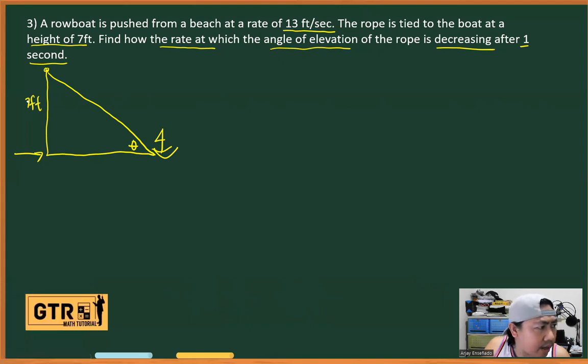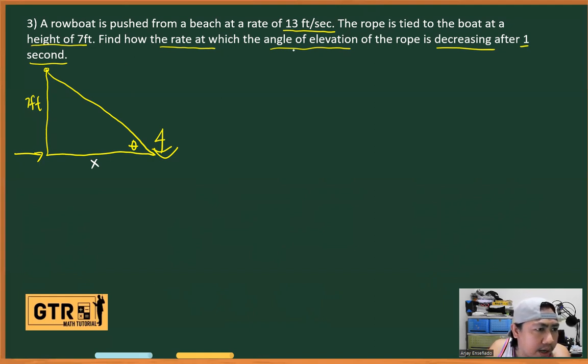Okay, so anong mga given natin? 7 feet. So ito, lagyan natin to ng x. Si boat kasi pinupush siya galing dito. Horizontally yun, no? Push from a beach. So syempre, horizontal yun. So ito yung hindi natin alam. Lagyan natin ito ng x. The rope is tied to the boat at a height of 7 feet. So ito ang figure natin.